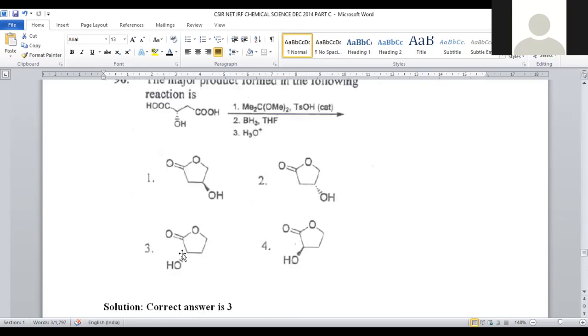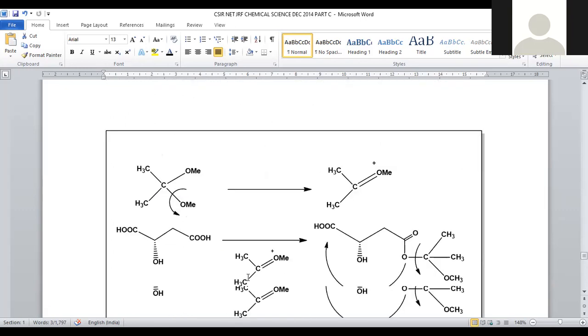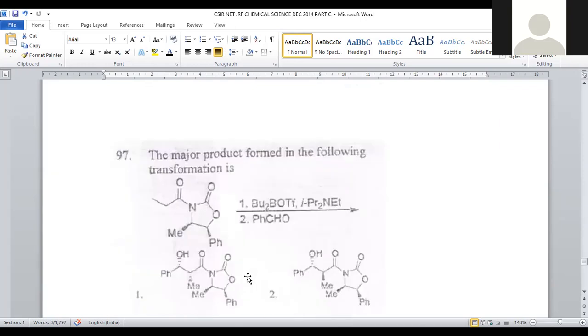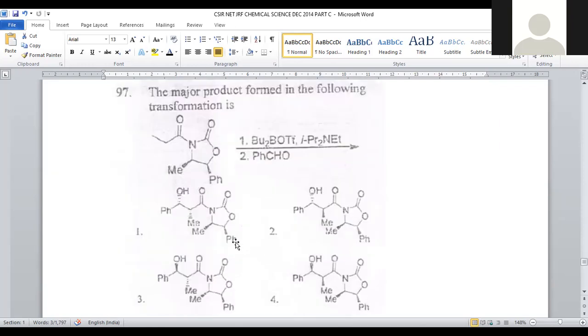For question number 96, option number 3 will be the correct answer. Let us move on to question number 97. The major product formed in the following transformation. We are taking the cyclic system where a 5-membered ring system with ester linkage and amide linkage are both available, and the side chain also contains an exocyclic amide ring structure, and methyl and phenyl groups are also present within the starting material.